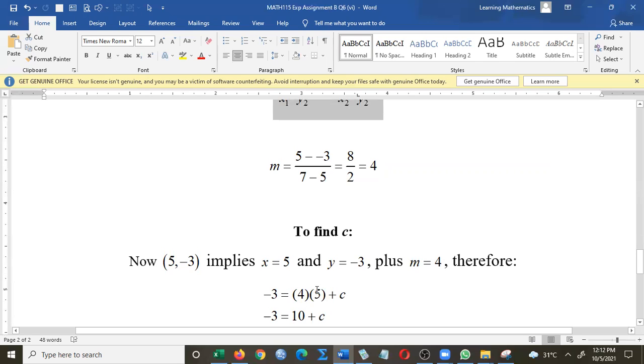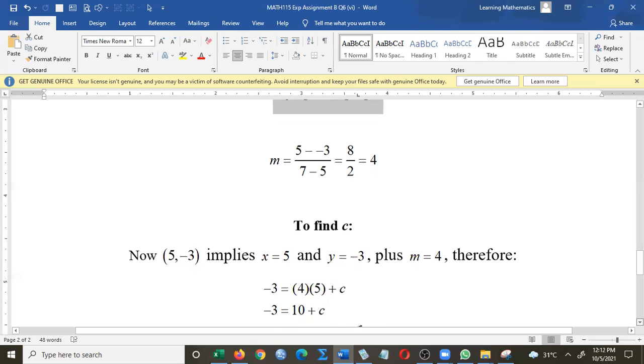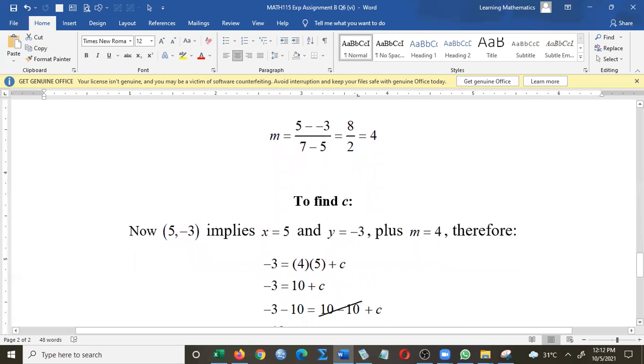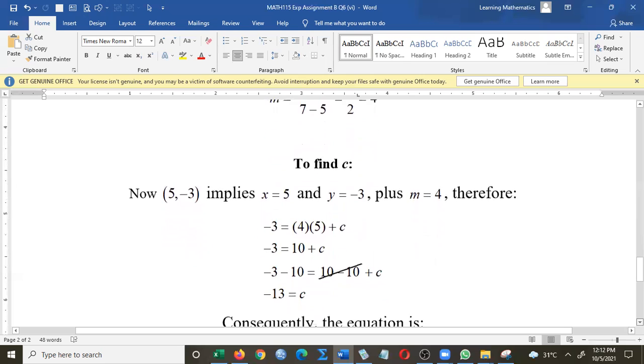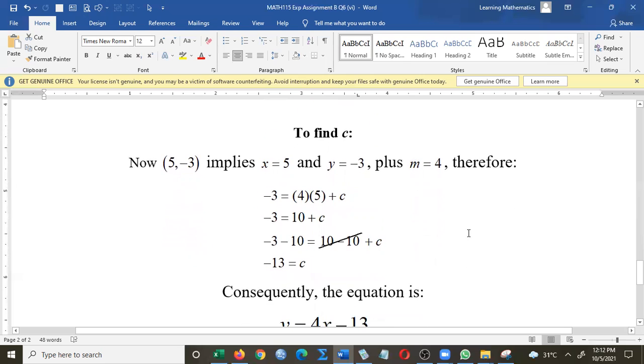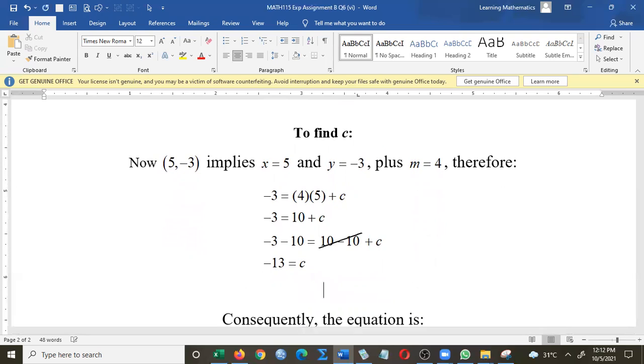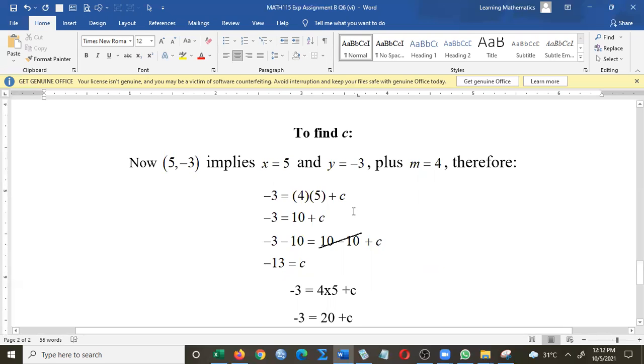Minus 3 is equal to 4 5s. Well, that's supposed to be 20. All right, so that's an error right there. That's supposed to be minus 3 is equal to 4 times 5 plus c. So there's an error here. Minus 3 is equal to 20 plus c, because 4 5s are 20.